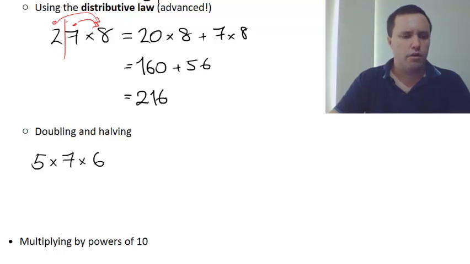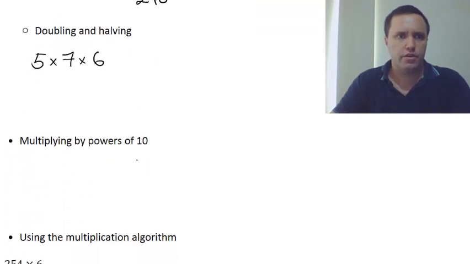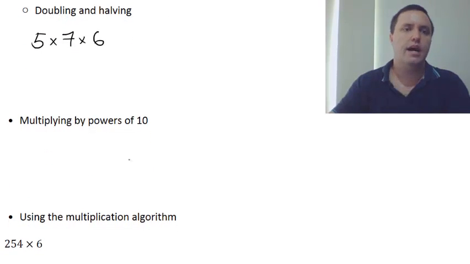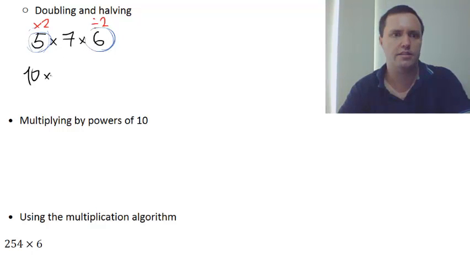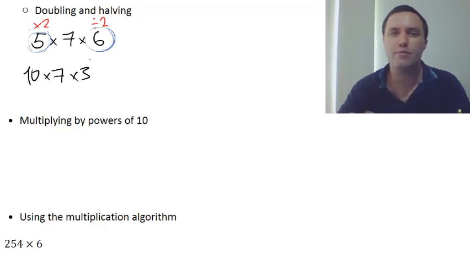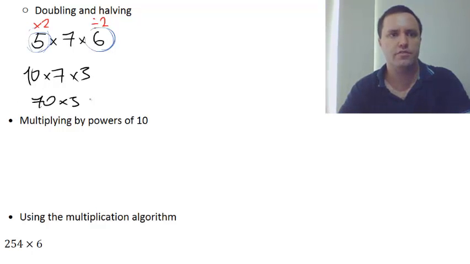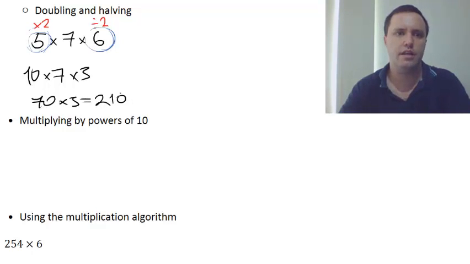Okay, right. Moving on, you can also have a look at the doubling and halving. So what this means is you can look at a problem like this and you might be able to quickly say, well, let's muck around with this 5 and this 6 a little bit. What you might do is you can times the 5 by 2 and divide the 6 by 2. It's totally okay to do this. So 5 times 2 is 10 times 7 times 3, and that might be a much easier problem for you, especially since there's a 10 in there. It's 10 times 7 is 70, times 3 is 210. So that might be a lot easier than the original one here.